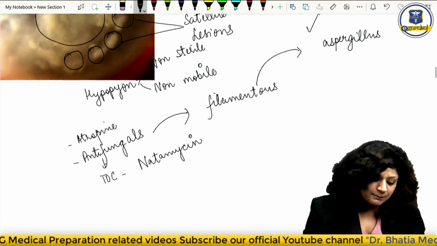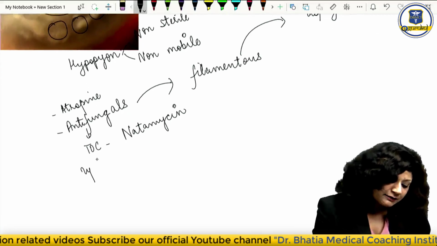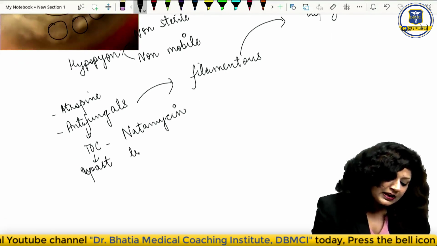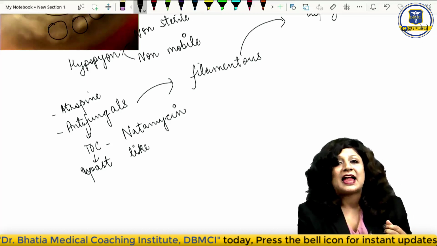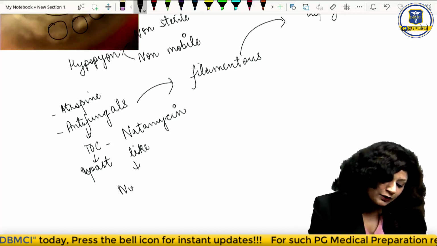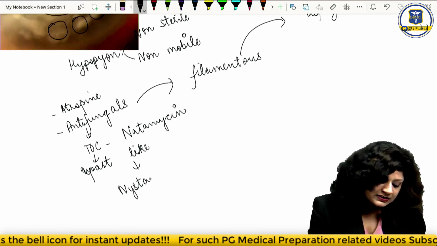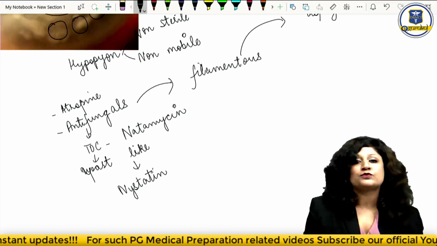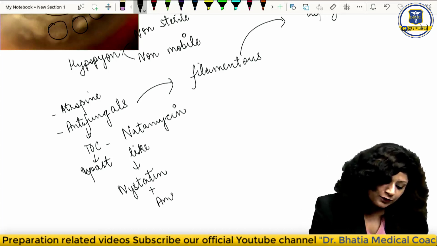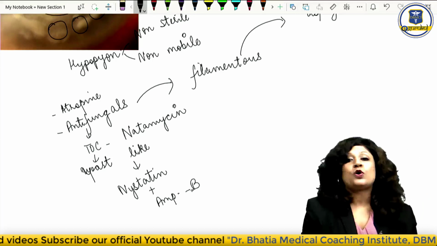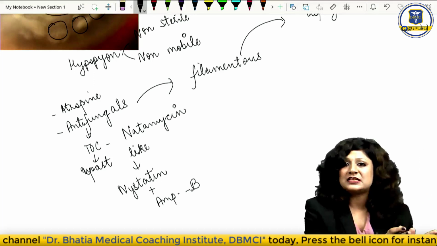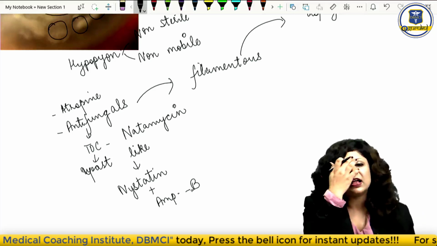But if you are having a yeast-like fungus, like Candida or Cryptococcus, there the treatment of choice is nystatin, along with amphotericin B. So a very clear-cut contrast is there between the bacterial corneal ulcer and the fungal corneal ulcer.